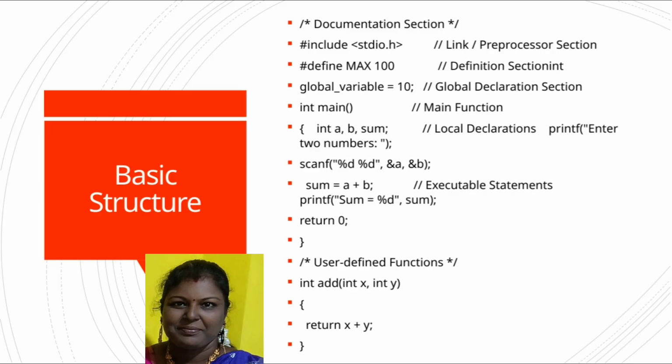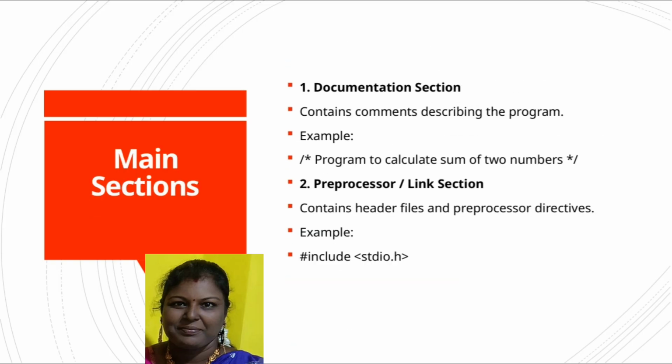Let's break down the main sections of a typical program. First, there's the documentation section. This part includes comments that describe what the program does, like a quick summary for anyone reading the code. For example, a comment might say, "Program to calculate sum of two numbers." Next, we have the preprocessor or link section. This contains header files and preprocessor directives, such as including standard libraries with statements like #include <stdio.h>.